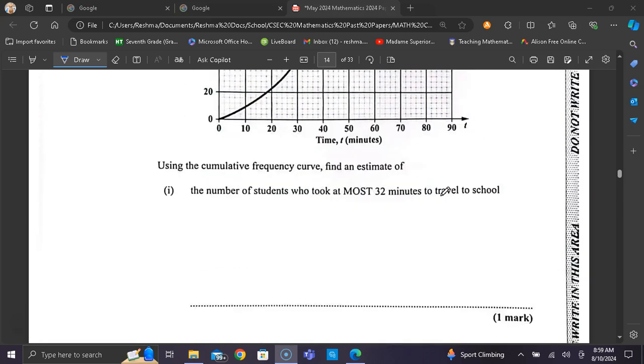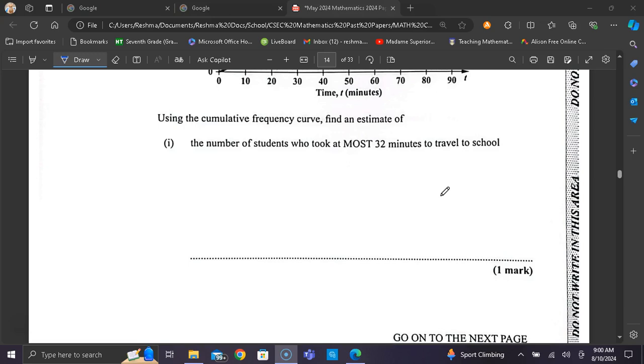So using the cumulative frequency curve, find an estimate of the number of students who took at most 32 minutes to travel to school for 1 mark. So remember, in the previous part, I had explained that cumulative frequency is the total frequency up to a particular value. So we want to find the number of students who took at most 32 minutes, meaning 32 minutes and less.